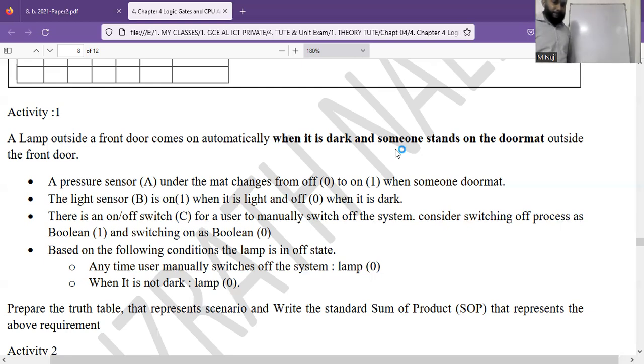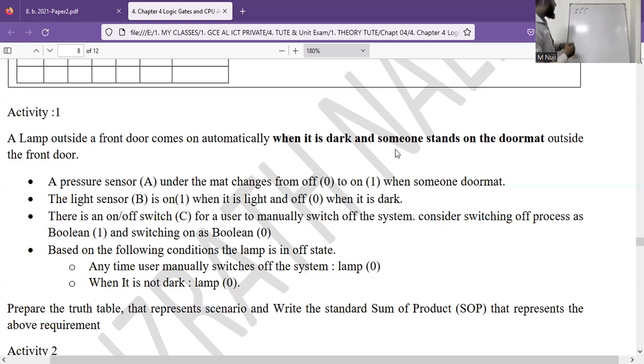So therefore, let's see a pressure sensor under the mat. A is the pressure sensor. Then B is the light sensor. C is a switch, an on-off switch, for a user to manually switch off this one. For the output, are there any terms that they used? No. So you can leave that one, no problem.